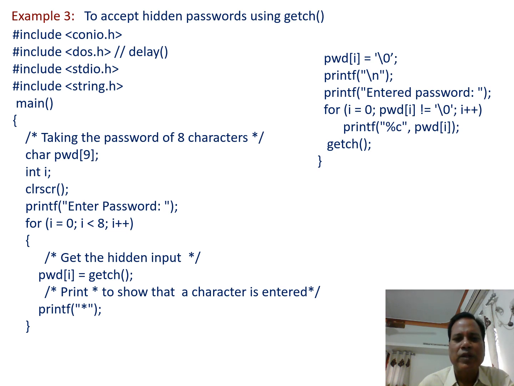When the value of i becomes 8, 8 is less than 8, this condition becomes false and control goes out of this for loop. And out of the for loop, the statement is pwd[i], with i equal to 8, equal to backslash zero, that is, the null character is stored at that place. So the last character of any character string is the null character. So all the 8 characters, including the null character, are stored in the character array pwd.